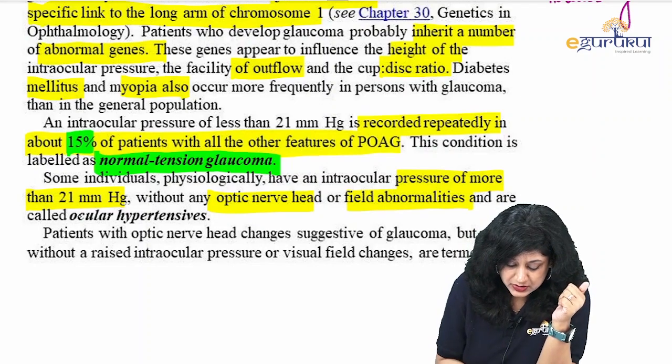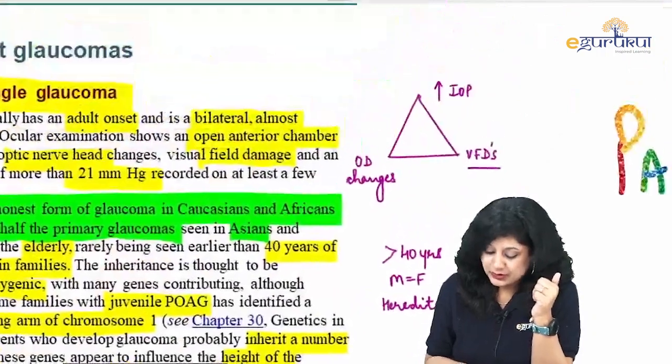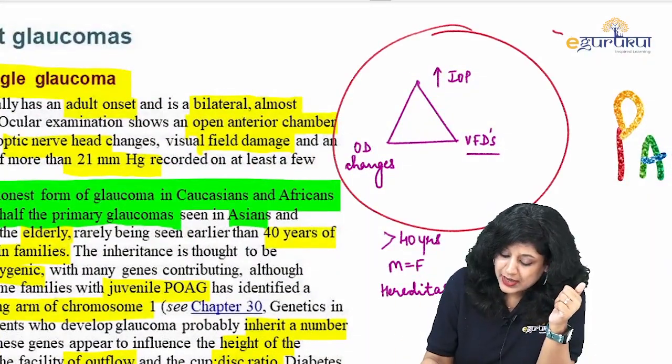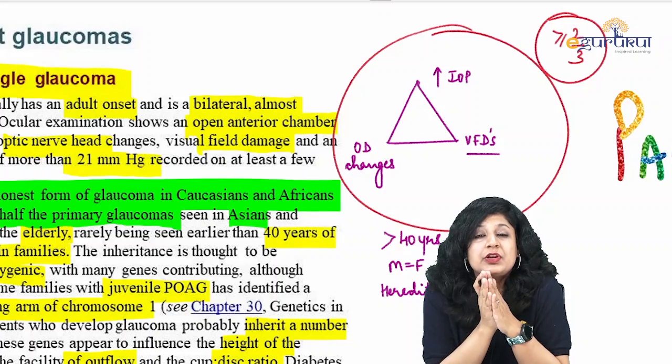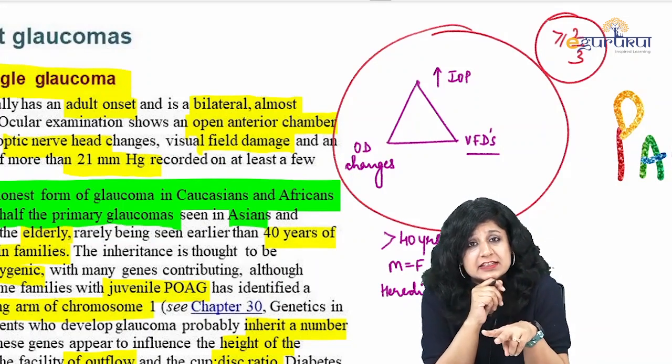Now these are the patients which are called the ocular hypertensives. If you remember when we talked about this triad, at least 2 of the 3 criteria should be present in order to call it glaucoma. So if I do not have all 3 of them, at least I should have 2 of them, then I can say it is glaucoma.